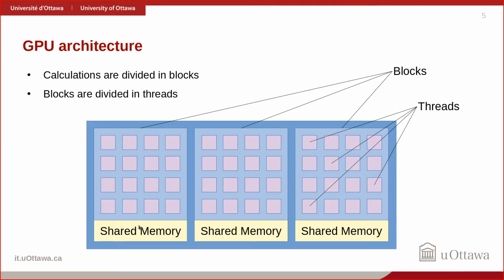And also they have access to a shared memory, and we'll get back to it later. But shared memory is something that you can access really quickly. So if you have threads in the same block, they can communicate with each other fairly quickly. If you have threads in different blocks, it takes a bit longer. And that's important, and we'll get back to that later when we get more into the nitty-gritty details.